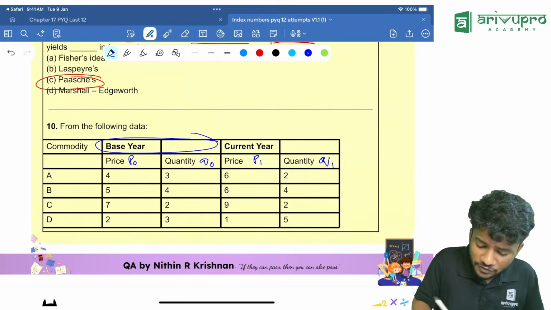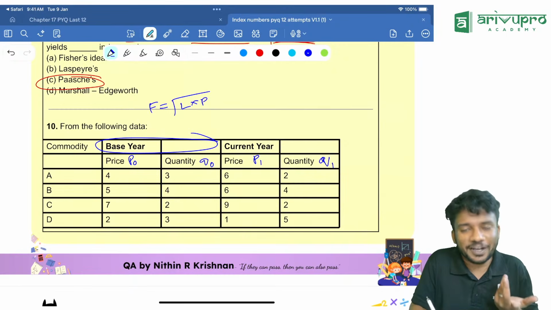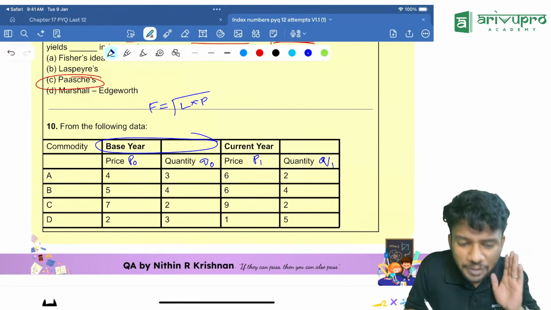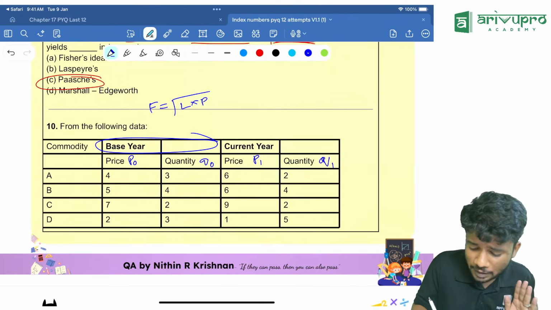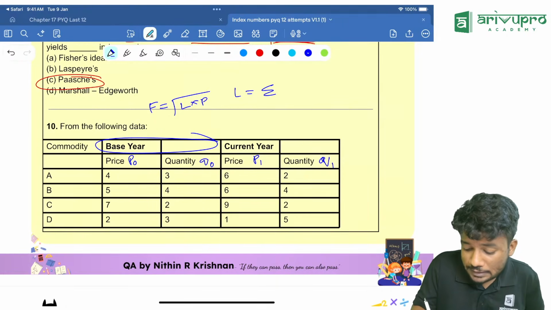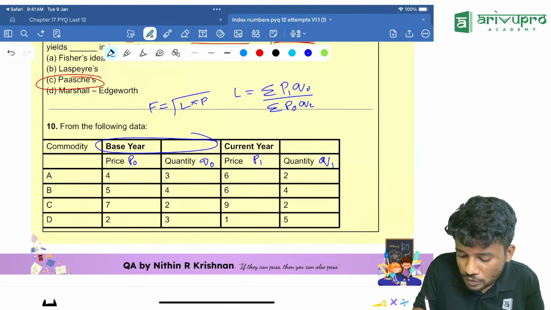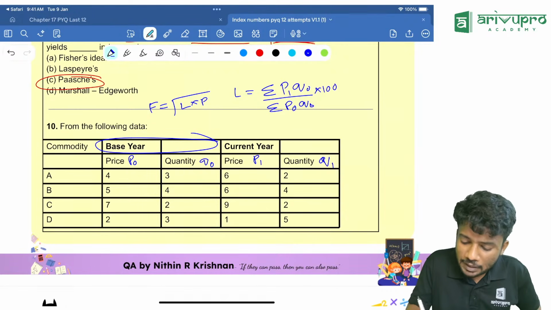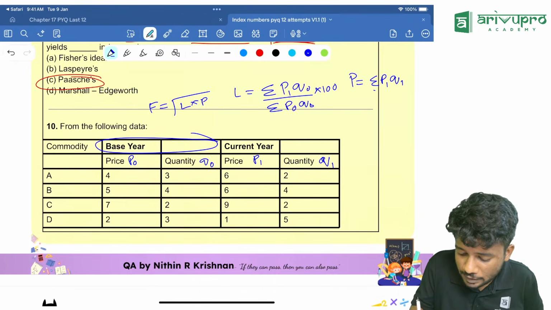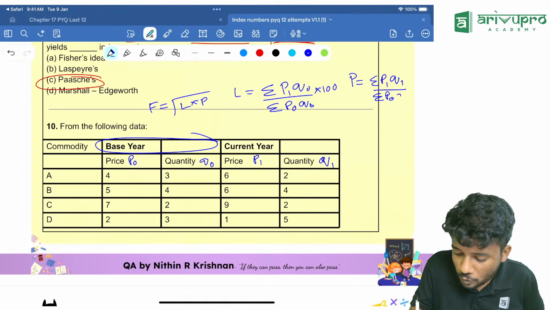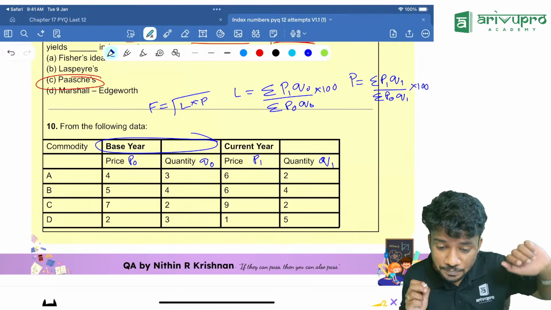What is the formula for Fisher's? F is equal to root of Laspeyres into Paasche. People, we need to find Laspeyres and Paasche separately and just substitute over there. You will get the answer very quickly rather than remembering too many formulas. So Laspeyres formula is what? That is sigma P1 Q0 divided by sigma P0 Q0 into 100. That is Laspeyres. Then Paasche formula is what? P is equal to sigma P1 Q1 divided by sigma P0 Q1 into 100. People, everything is there. It's all about calculator.